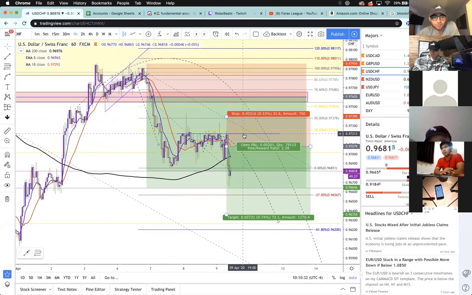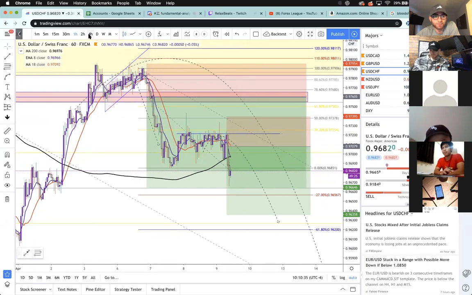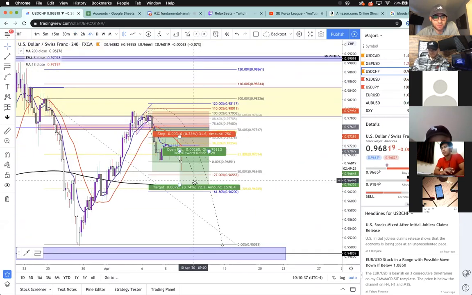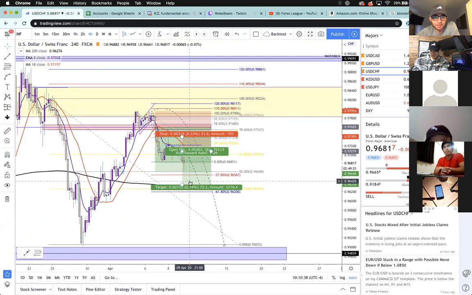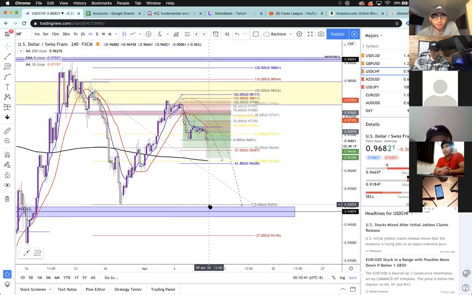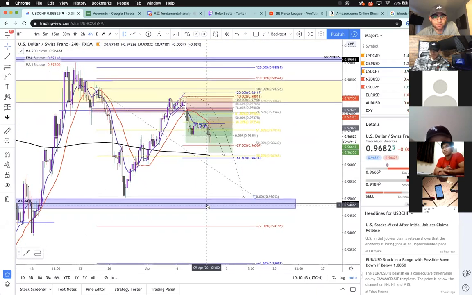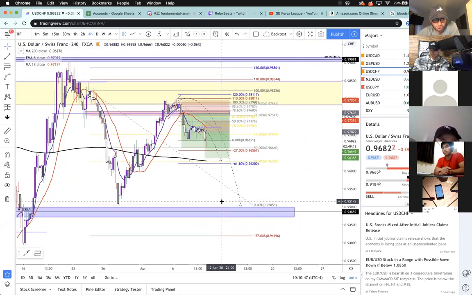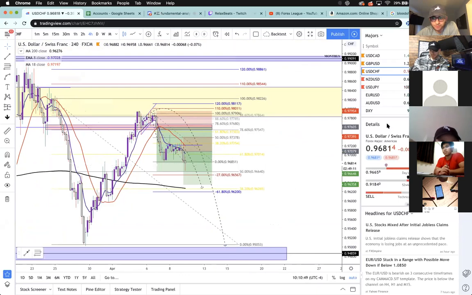And inevitably we're going to see how that plays out, because if this thing does dump for us, there's a lot of pips to be had in this, because ultimately what we're looking to do is get down to this level down here, all the way down here. So that's USEF, bearish right now.